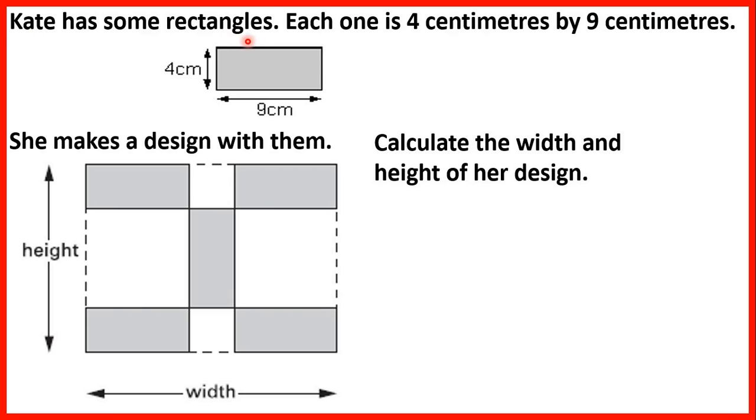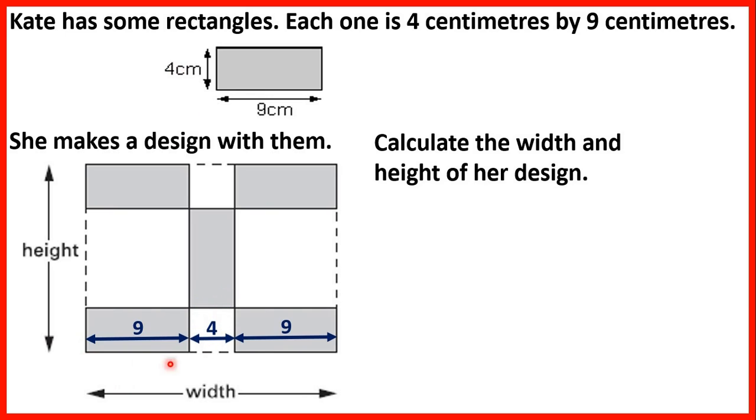Kate has some rectangles. Each one is 4 centimetres by 9 centimetres. She makes a design with them. Calculate the width and height of her design. So we can see that the length of a rectangle is 9 centimetres, and for the width we have 2 rectangle lengths, and we also have 1 rectangle width, which we know is 4 centimetres.